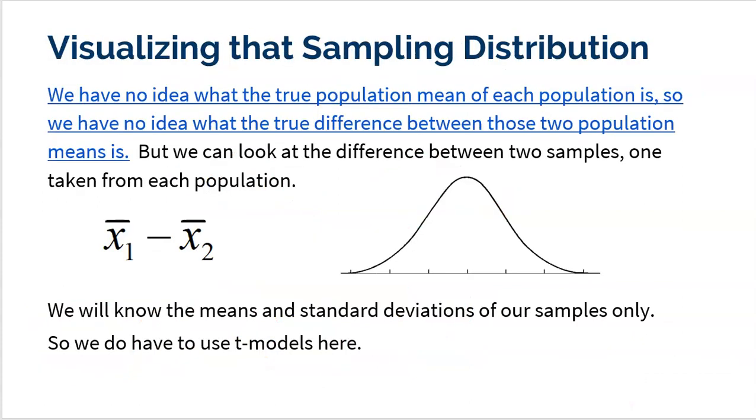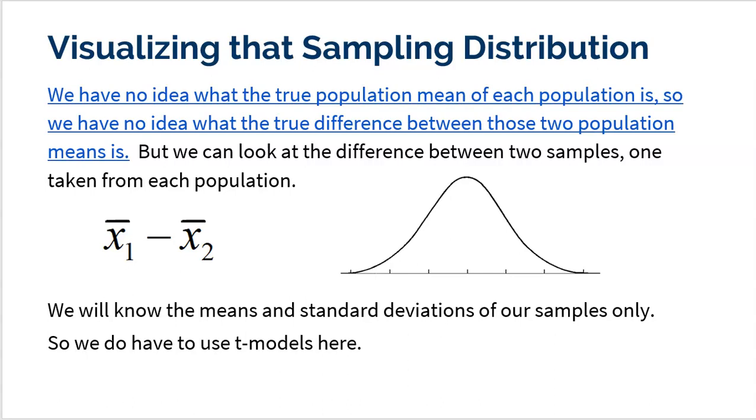But it's important to understand, yes, we have no idea what the true population mean of each population is, and we have no idea what the true difference between these two population means is going to be. But that sampling distribution does exist. It is out there. I can visualize it, meaning that somewhere out there is the true difference, and somewhere out there are the true standard deviations that would allow me to build that sampling distribution. Unfortunately, I just can't do it, but it doesn't mean I can't visualize it.